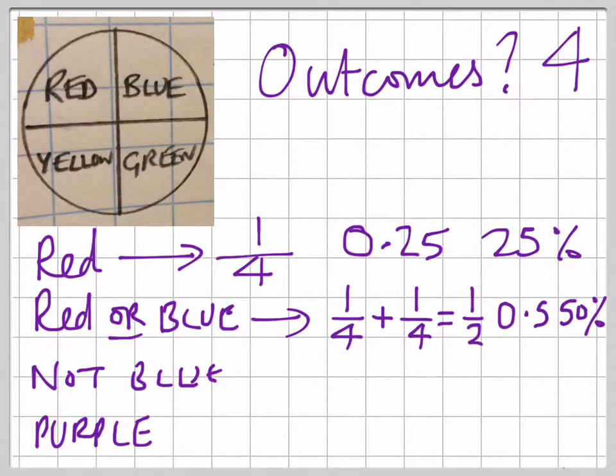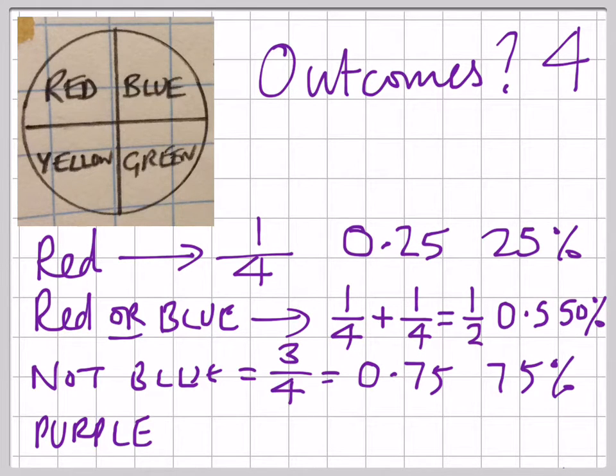Now that makes sense. If you look at the spinner, you've got a half chance of getting a red or a blue. If you were asked what's the chance of not getting a blue, well, that just means the other 3 segments. So that would be out of the 4 choices, 3 of them, because it could be red or yellow or green. So that could be 0.75 or 75%.